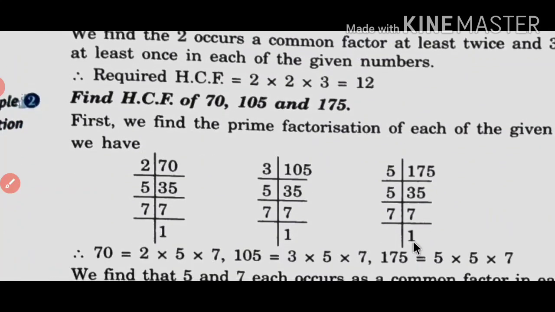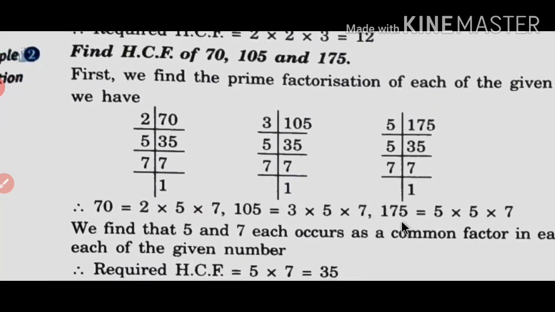Same, now you can see 3 numbers are given. So first we'll find the prime factorization of each number for 70, 105 and 175. After finding the prime factorization, write its factors. 70 is 2 multiply 5 multiply 7, 105 is 3 multiply 5 multiply 7, and 175 is 5 multiply 5 multiply 7.